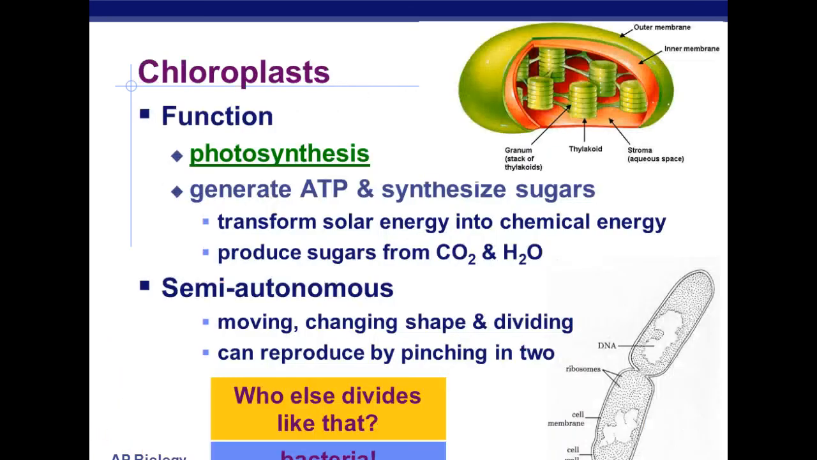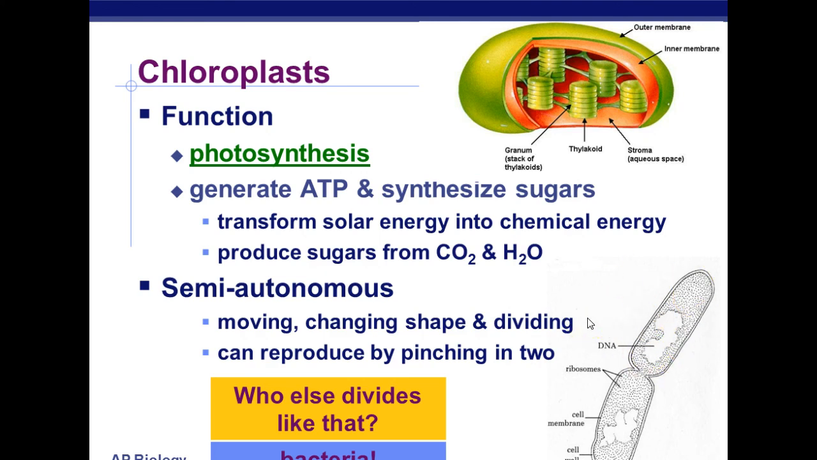Okay, so the point here is that chloroplasts can move and reproduce, which makes them semi-autonomous. And I want you to get that in your notes. Semi-autonomous. So because they can move and reproduce, it makes them semi-autonomous. Autonomous, another word for it would be independent. So they're semi-independent because they can move, change shape, and divide, okay? And they can reproduce just like the mitochondria can because they have their own DNA.